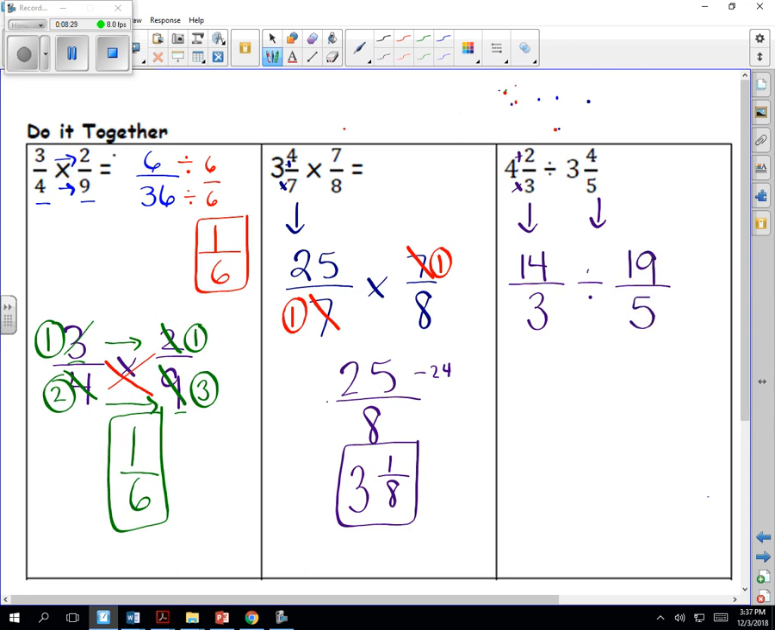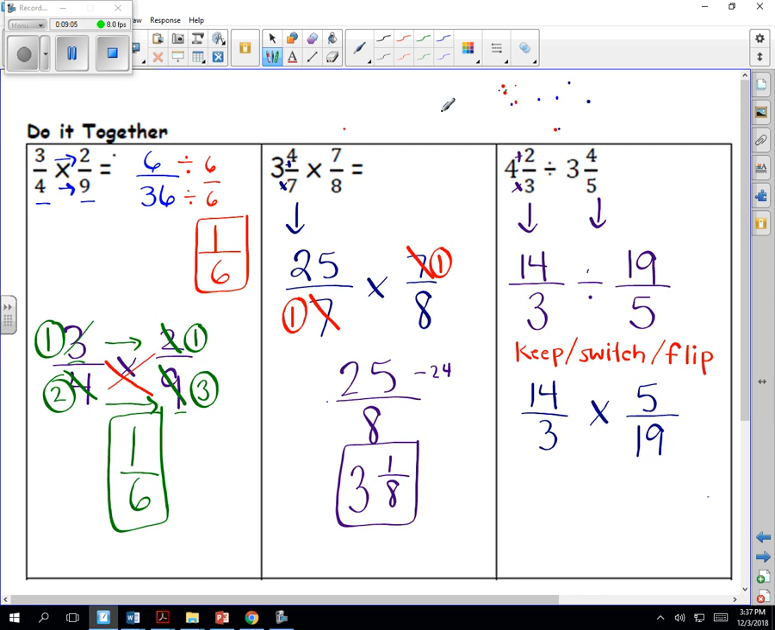19/5. Now we need to do what we did in the other problems. We need to keep, switch, and flip. So we are going to keep the first fraction as is, 14/3. We are going to switch our sign to multiplication, and we're going to flip the second fraction to 5/19. Now we're going to look to see if we can cross-cancel, which we can't.